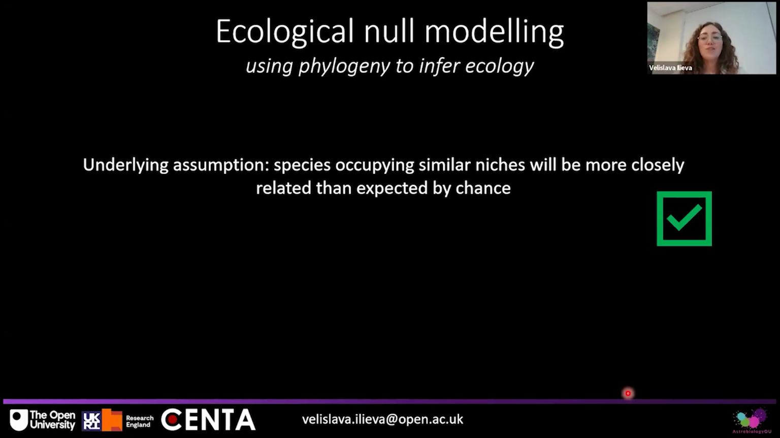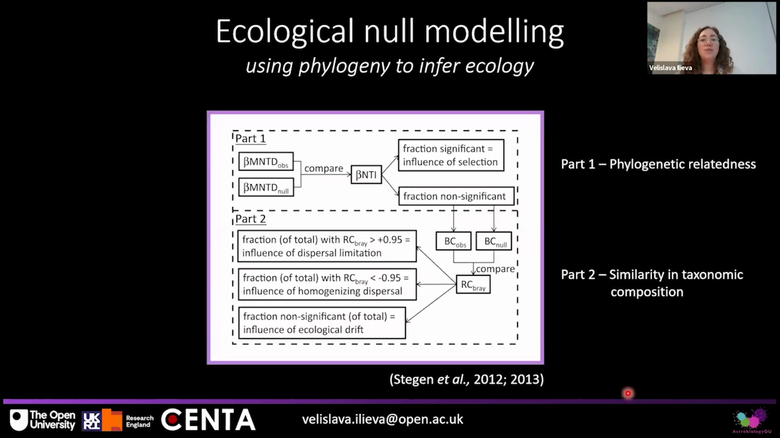So now we can actually go into the ecological niche modeling analysis after we have satisfied the underlying assumption. There's two parts to this analysis.